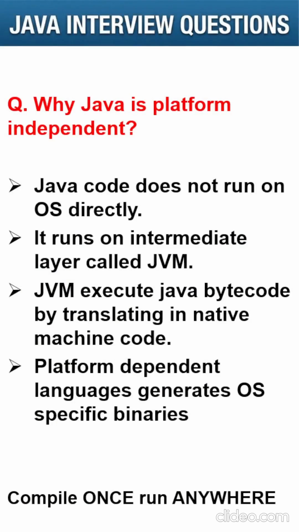Why is Java platform independent? Java code does not run on the OS directly. Rather, it runs on an intermediate layer called the JVM. JVM stands for Java Virtual Machine, which executes Java bytecode by translating it into native machine code. Platform-dependent languages such as C and C++ generate OS-specific binaries, whereas Java programs run on VMs, and that VM then converts the code into machine-dependent code. That's why Java is platform independent. Compile once, run anywhere.